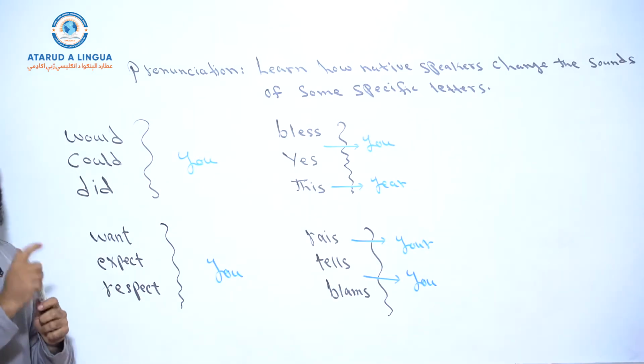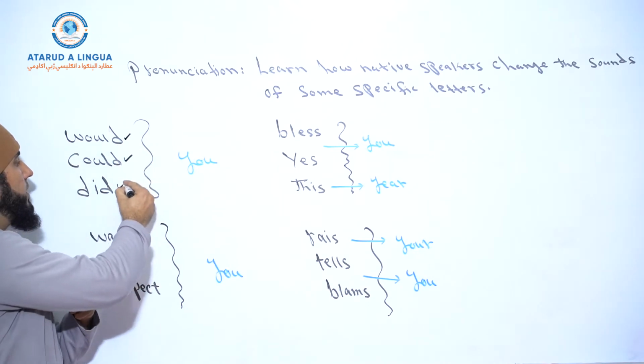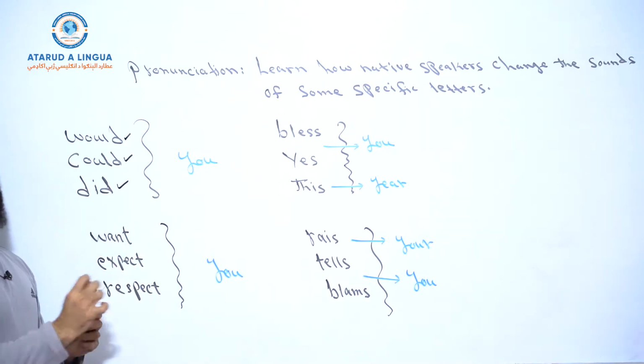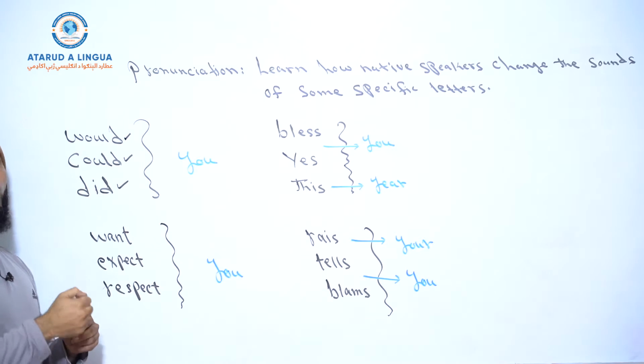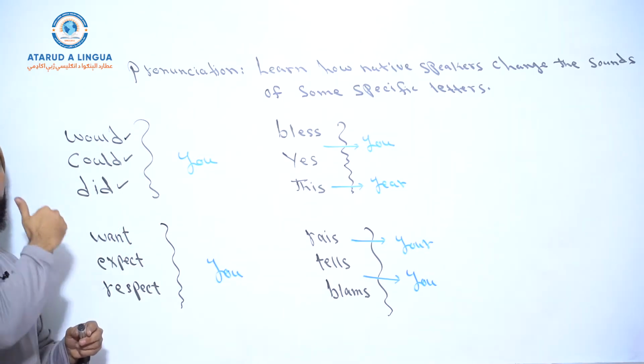So if there's the sound D at the end of a word, native speakers usually change it to just the J sound in spoken English. Instead of saying "would you", they say "wouldja". "Could you", "couldja". "Did you", "didja".